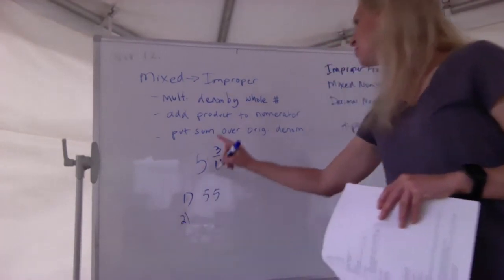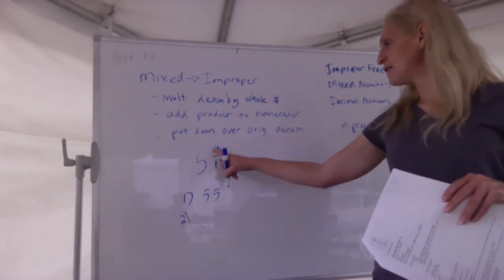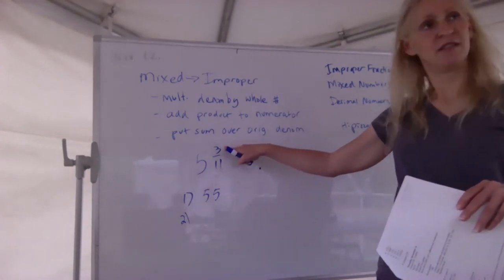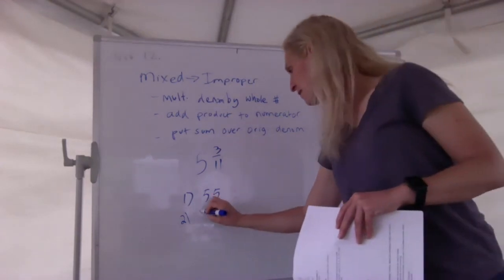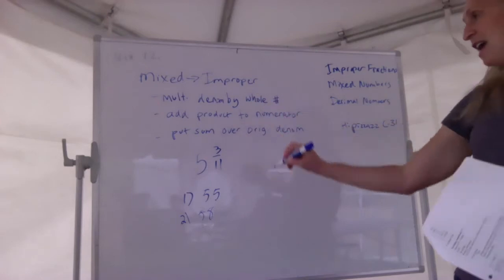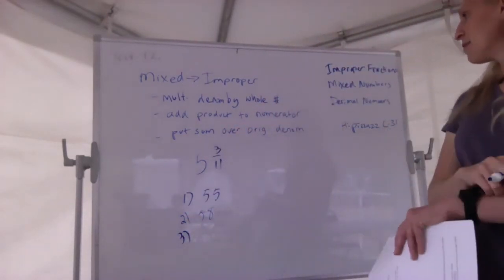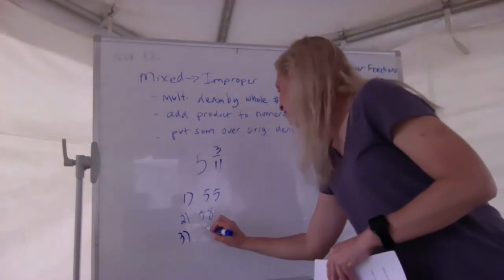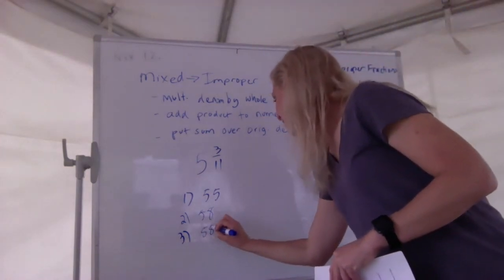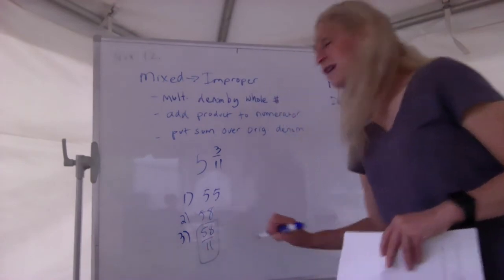Then step 2 is to add that answer to the numerator. So 55 plus 3 is what? 58. Okay, so now we're at 58. And then step 3 is to put that sum over the original denominator. So we had the 58 and we keep our original denominator. So this would be our final answer right there.